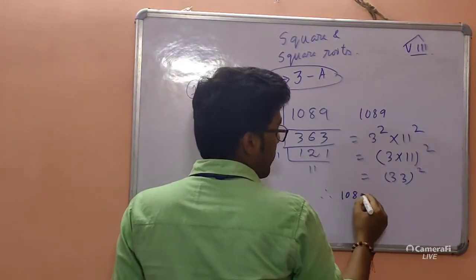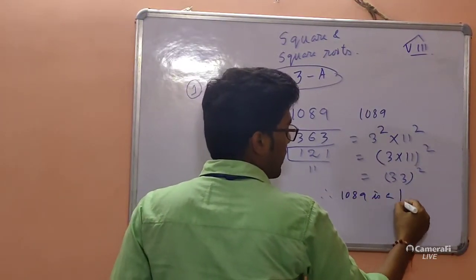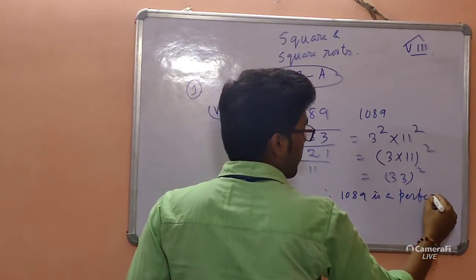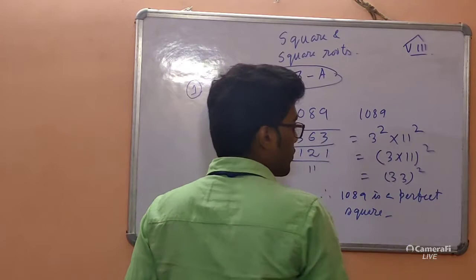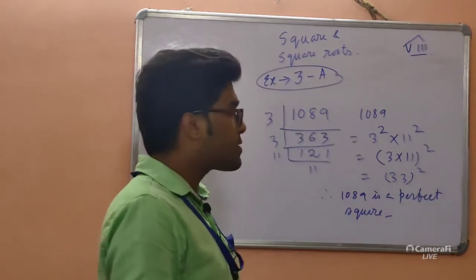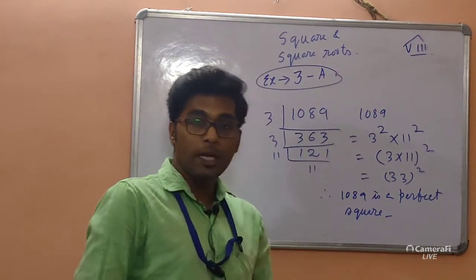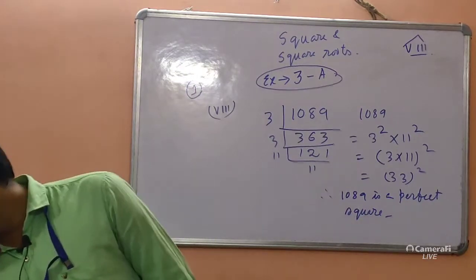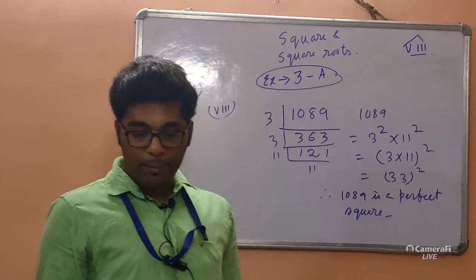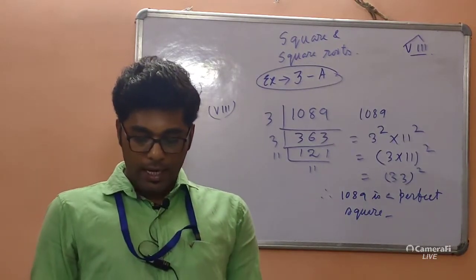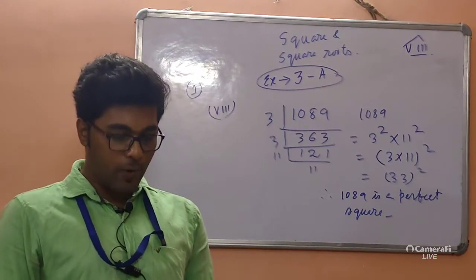Therefore 1089 is a perfect square. Clear, students? Okay, let us move on then. Let us do question number 2. See what question number 2 says. Find the smallest number by which each of the following numbers must be multiplied so that each of the following numbers is a perfect square. In each case, find the number whose square is the given number.